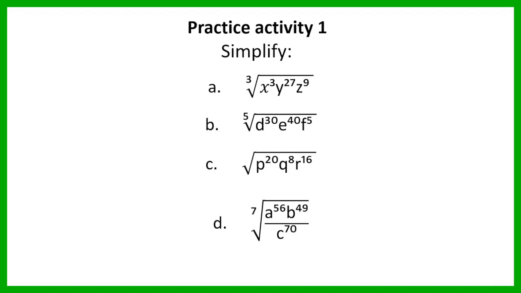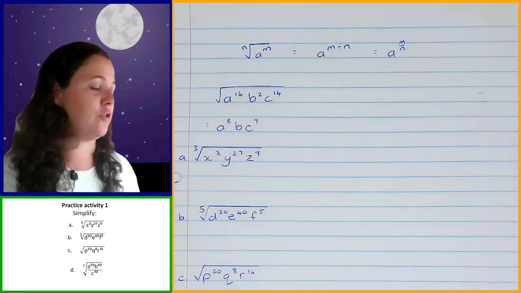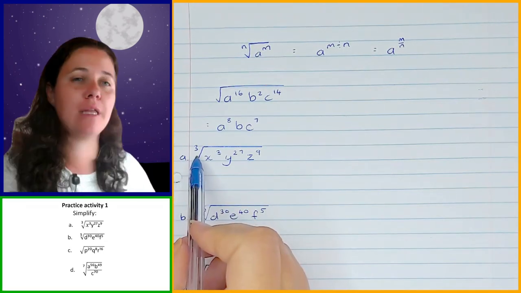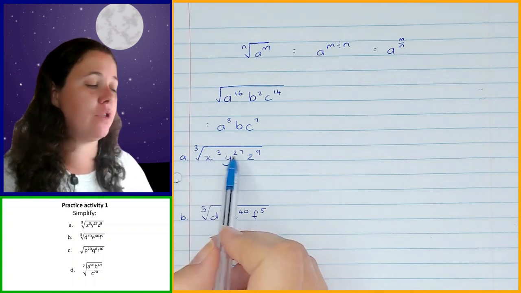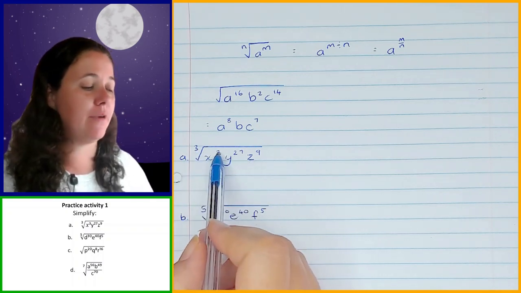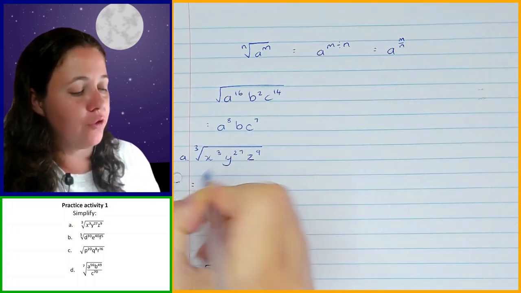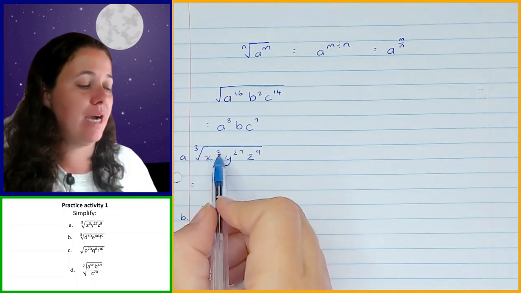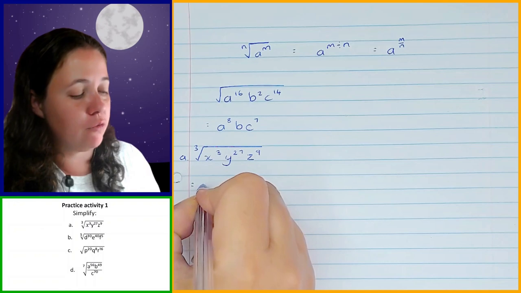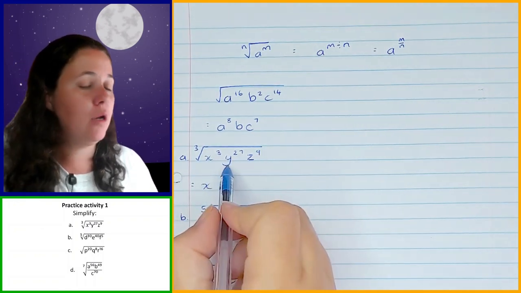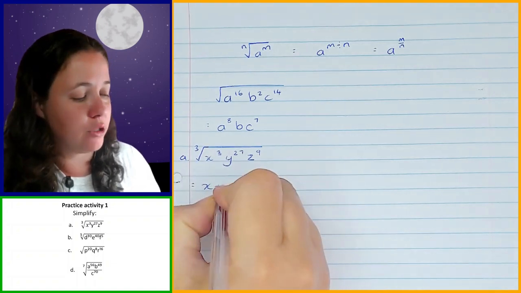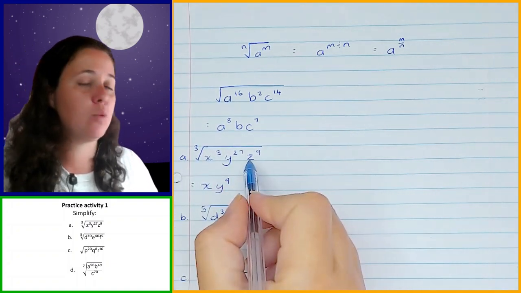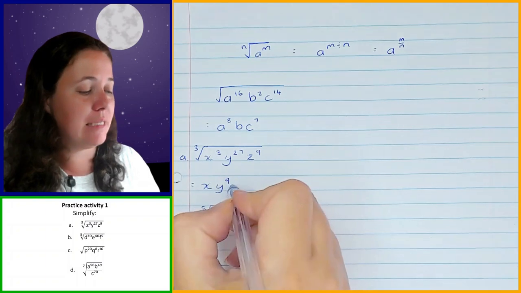Okay, so let's see how those questions went. So the first question we had was the cube root, so that means we're going to be dividing by 3, and we're going to do it to each of the different factors inside here. We're going to divide their exponents by 3. So the first one, I've got x cubed. If I divide the 3 by 3, I get 1, so I don't need to write that, I just write x. Then y to the power of 27, I'm going to divide 27 by 3, and that gives me y to the power of 9. And then the last one, z to the power of 9 divided by 3, is z to the power of 3.